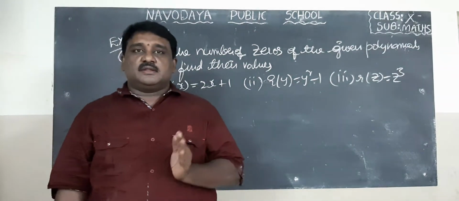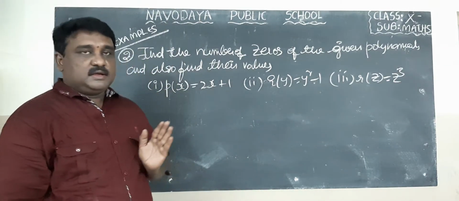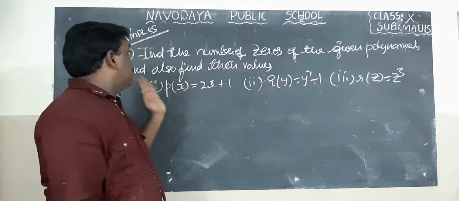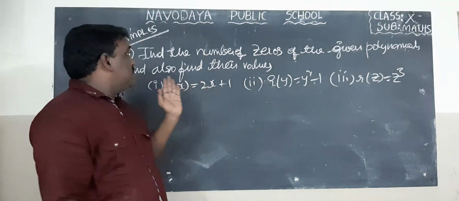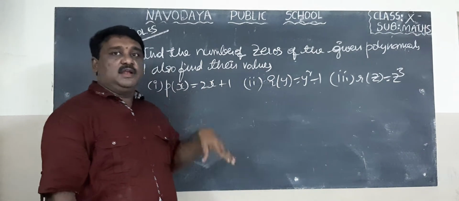In the last class, chapter 3, polynomials introduction, was completed. Now we will do some example problems. Write down example 2. What is example 2? Find the number of zeros of the given polynomial and also find their values.